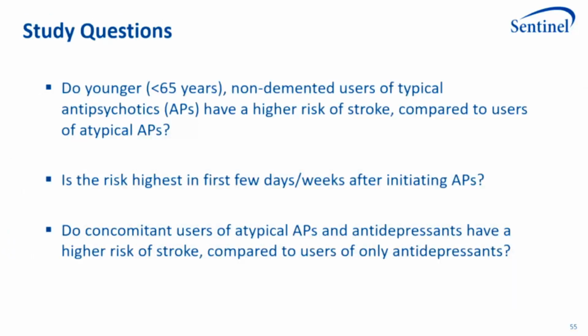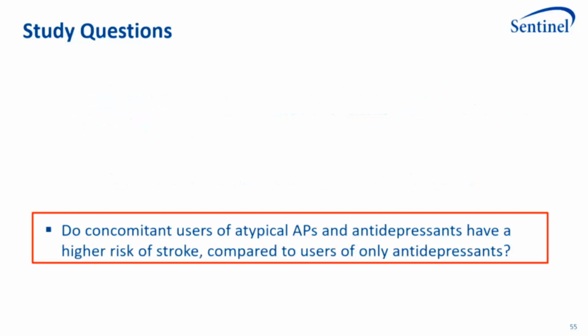Now that was aim 1. For aim 2, the question involves concomitant users of 2 different drug classes, atypical antipsychotics and antidepressants, versus antidepressant users, on their risk of stroke. Essentially, you're comparing the co-medication people versus the monotherapy people.